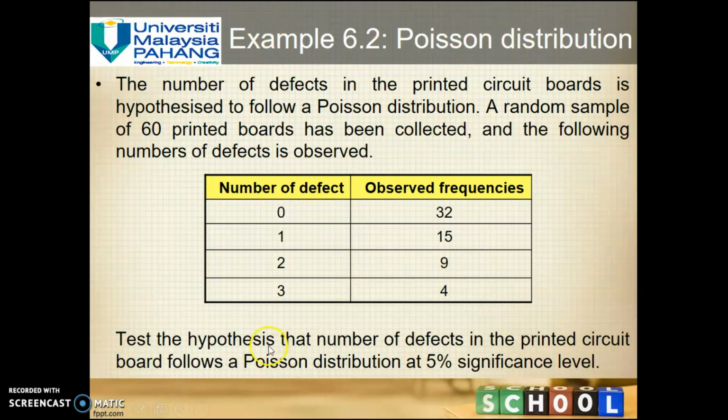So why Poisson? It is given in your question. Test the hypothesis that the number of defects in the printed circuit board follows a Poisson distribution at 5% significance level. So we know that it is a Poisson, the number of defects. Because Poisson is a discrete distribution, it will be whole numbers here. The number of defects in the printed circuit boards is hypothesized to follow a Poisson distribution. A random sample of the 60 printed boards has been collected and the following number of defects is observed.